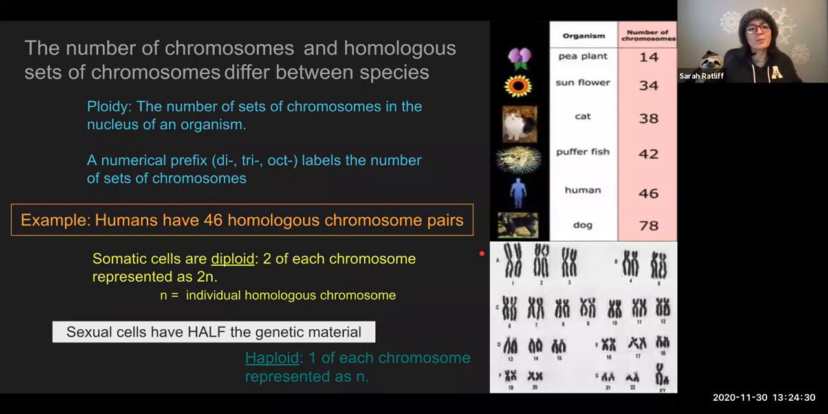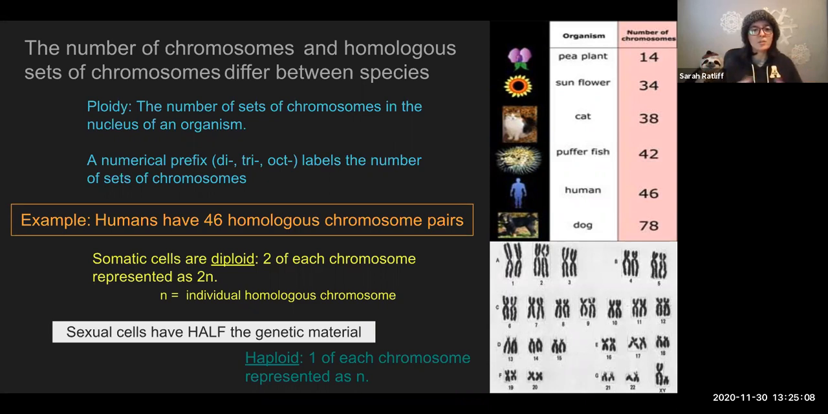And more vocab, ploidy. So each organism has a different number of chromosomes in it. We have a different number of chromosomes than our dogs, our cats, our plants, bacteria. All of these have different numbers of chromosomes, depending on the species. Ploidy is that set of chromosomes. And we use prefixes to tell how many of those sets there are. Di, tri, quad, oct, sept, etc. So you have to know your roots of prefixes to understand what the ploidy is of a certain organism.